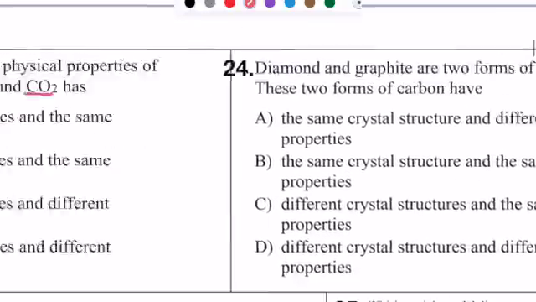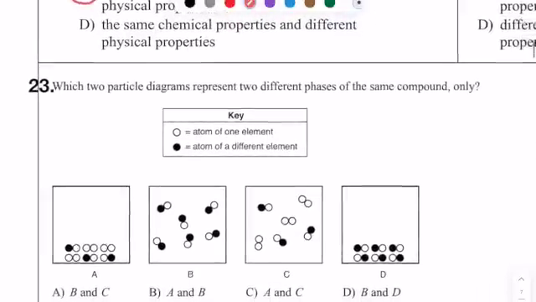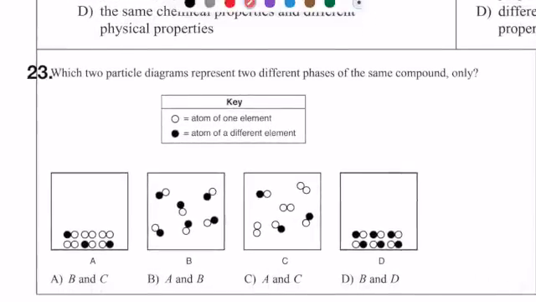Then for number 23, we see a particle diagram. And it says, which two particle diagrams represent two different phases of the same compound? When it says same compound, that means we are looking for the particles that are arranged in a similar way. So as you can see here, according to the key, one atom is represented by the empty circle, and the other one is represented by the filled circle. So if you look at your options, there are some different types that we see.